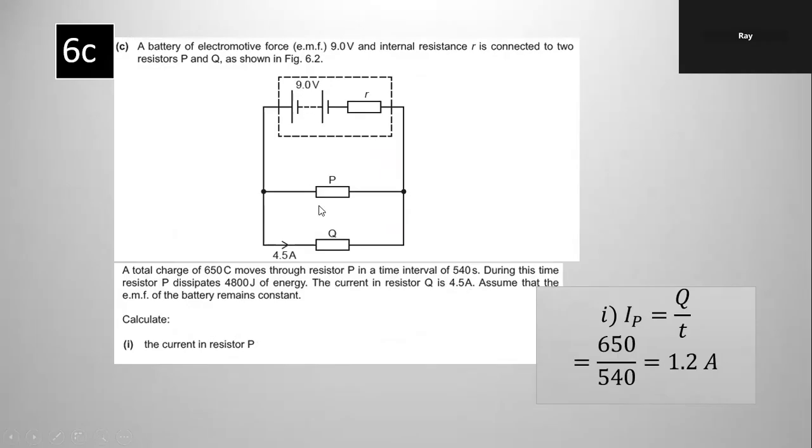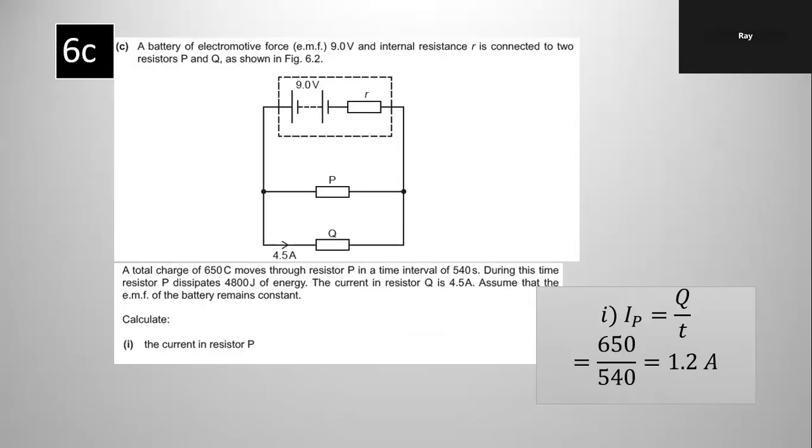Now you cannot assume P and Q have the same resistance. Teacher, I just don't know why the current is different. If they are the same resistance, then the current will be the same. Because they are different resistances, the amount of current going inside is different. You cannot assume it's the same resistance.